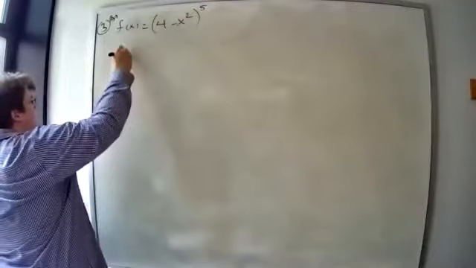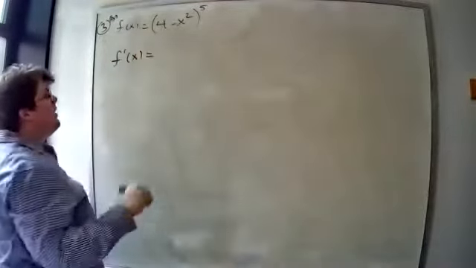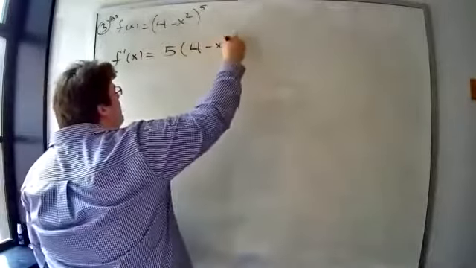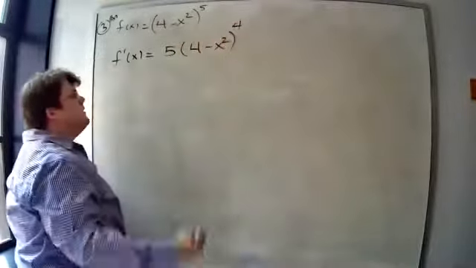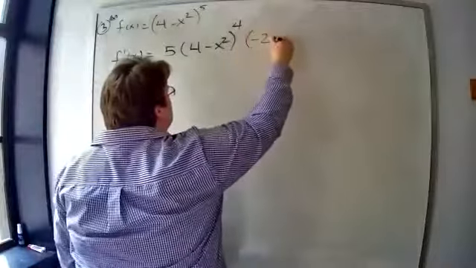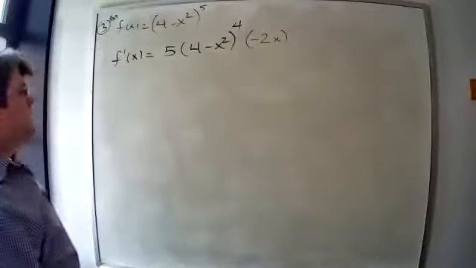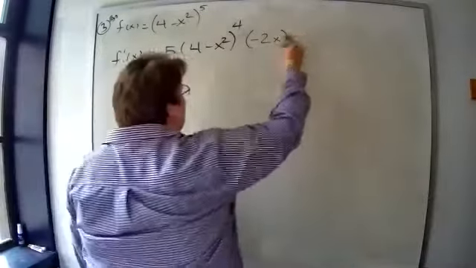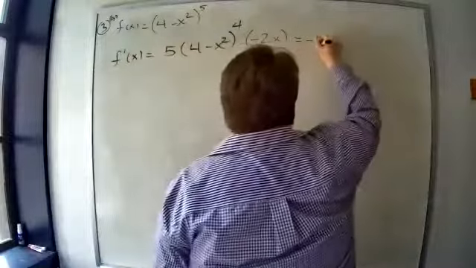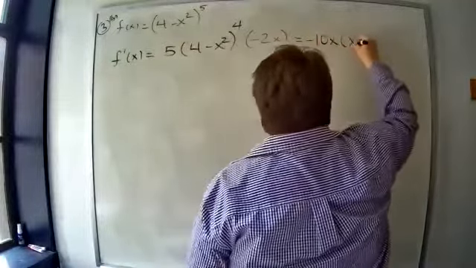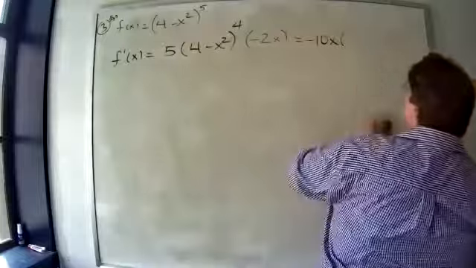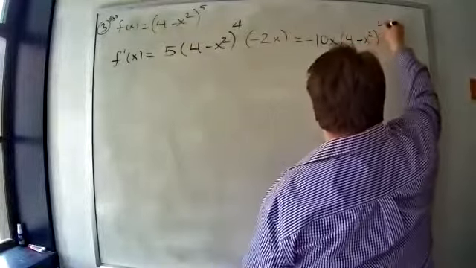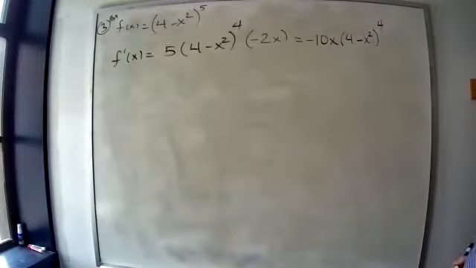So how do we do our first derivative? Well, function to the 5th. Derivative is 5 of them to the 4th. And then chain rule, multiply by the derivative of 4 minus x squared, which is -2x. I'm just going to combine the 5 and the -2x. So -10x times 4 minus x squared to the 4th. We want where this is 0.